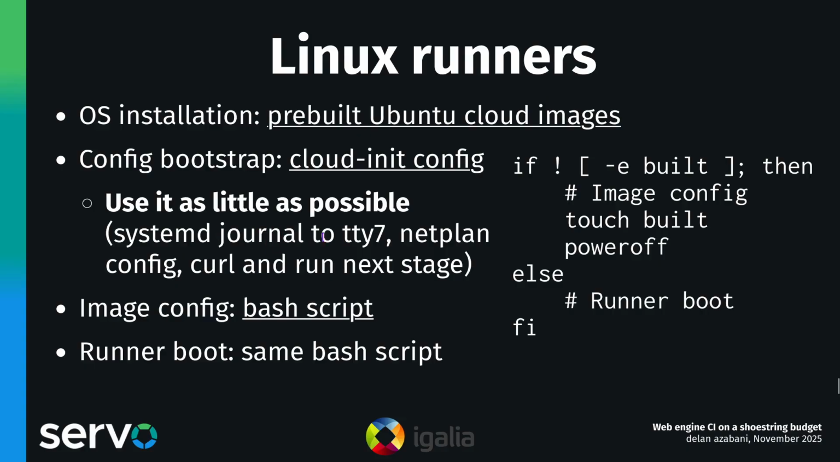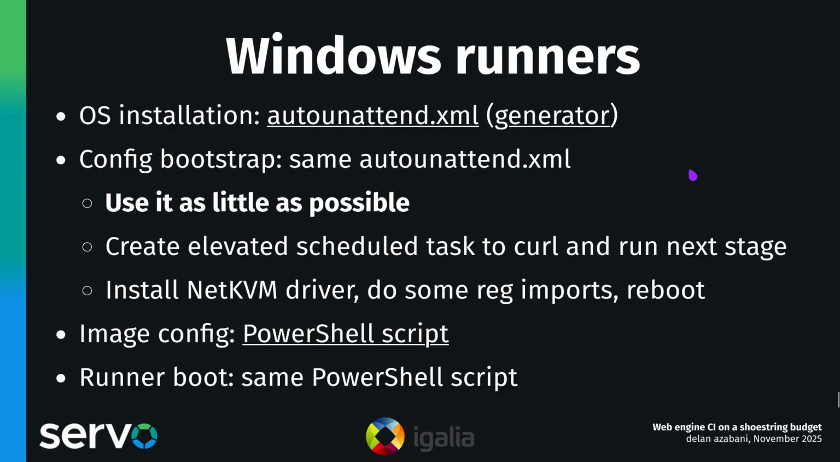We just configure the logs to go to a TTY. We configure the network so we can connect to the network. And then once we're on the network, we just curl and run a bash script, which does the rest. The same goes for Windows.